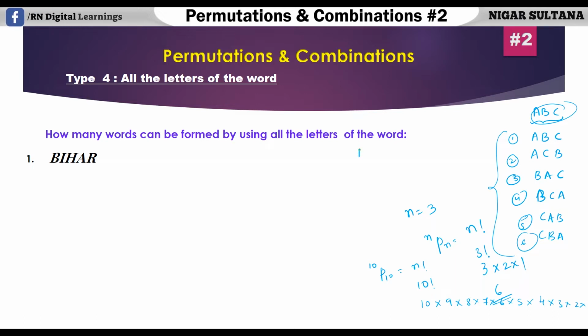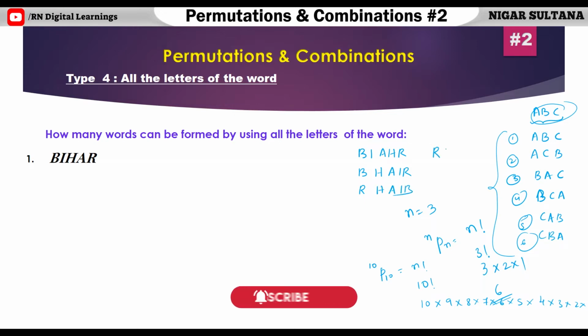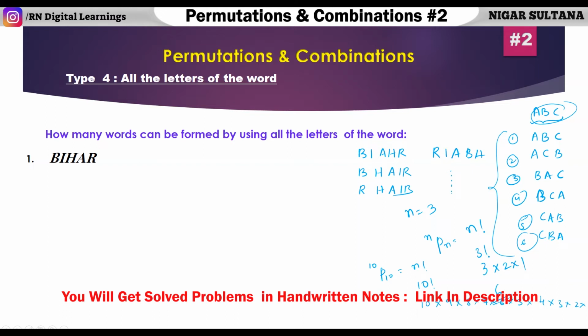Another way is I can write it as B-I-A-H-R. This is another way, and I can write it as B-H-A-I-R. Next, R-H-A-I-B. Next, R-I-A-B-H. So there are so many ways of arranging these letters of the word Bihar. If we calculate manually, it takes a long time. Now let's see with the help of a formula.